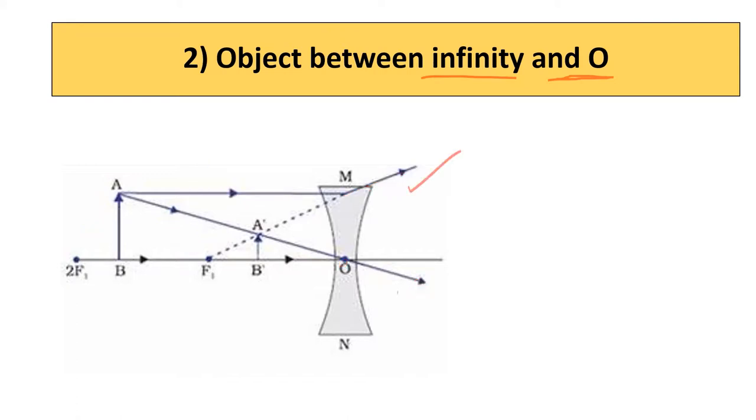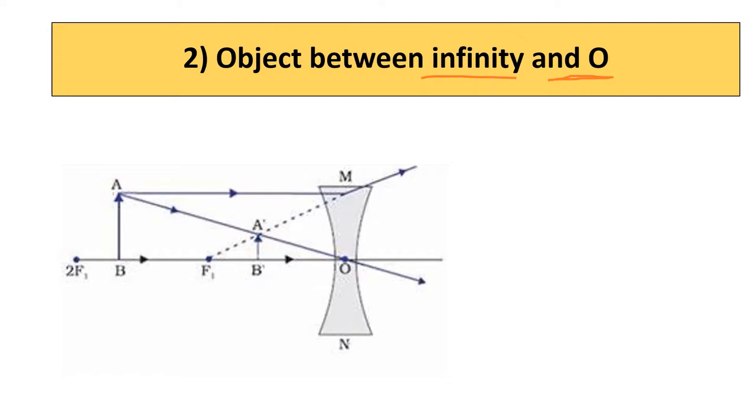These refracted rays do not meet. You extend this refracted ray backwards. At this point, it is meeting with the ray AO. You will get the virtual image at that point. This is the image.